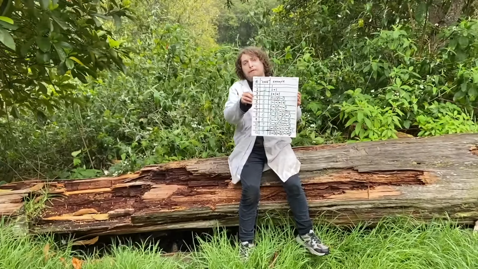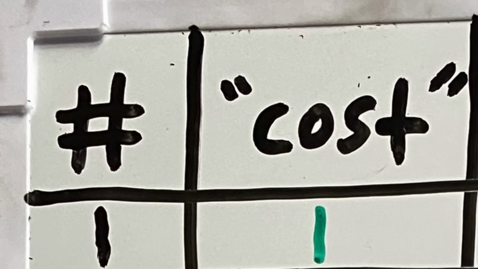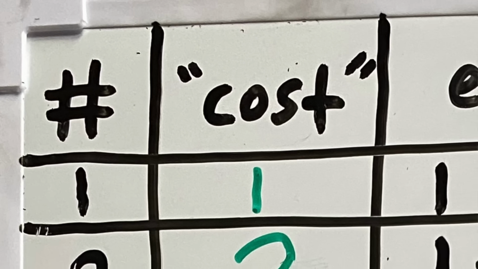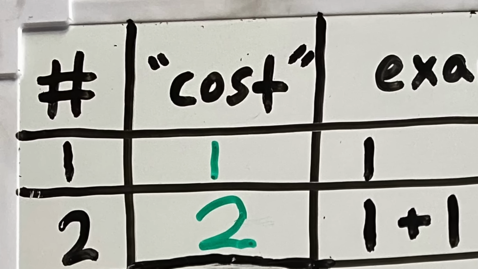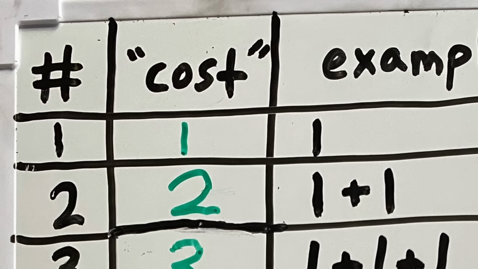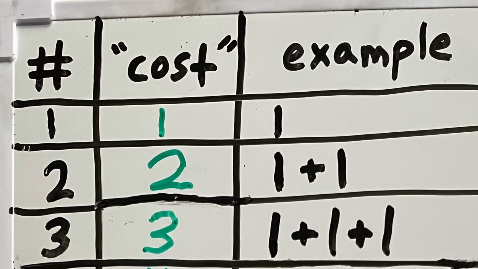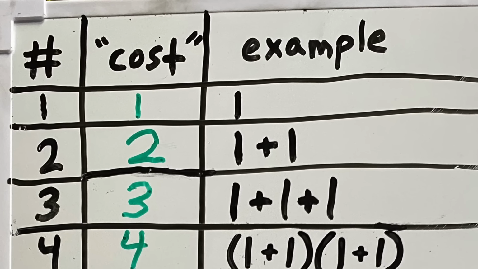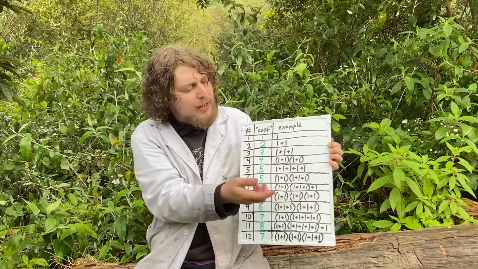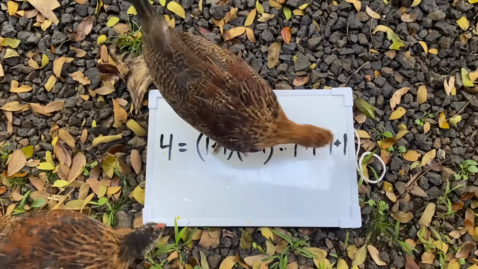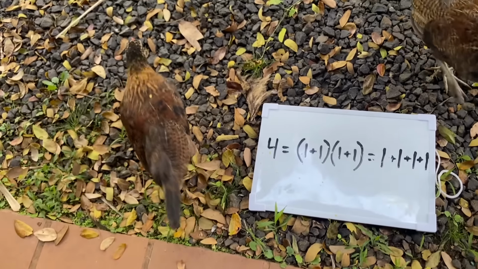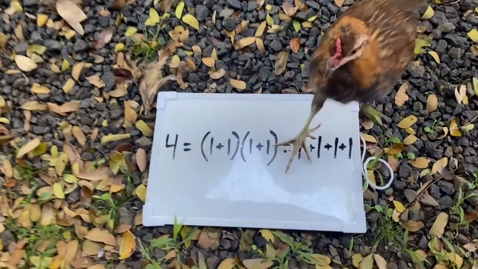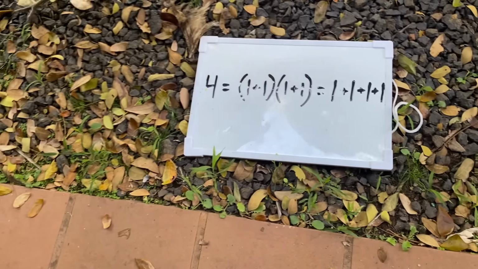Here's a chart of the first 12 numbers, what I was thinking of as their cost, meaning the minimal amount of ones required to make them, and an example of making them that way. With the first 3 numbers, we want to just use addition. Multiplication wouldn't help. And with the number 4, we get to the interesting spot where we could use multiplication, multiplying 2 of 1 plus 1 with each other, or we could have just added all those ones, and either way we'd get the same result.